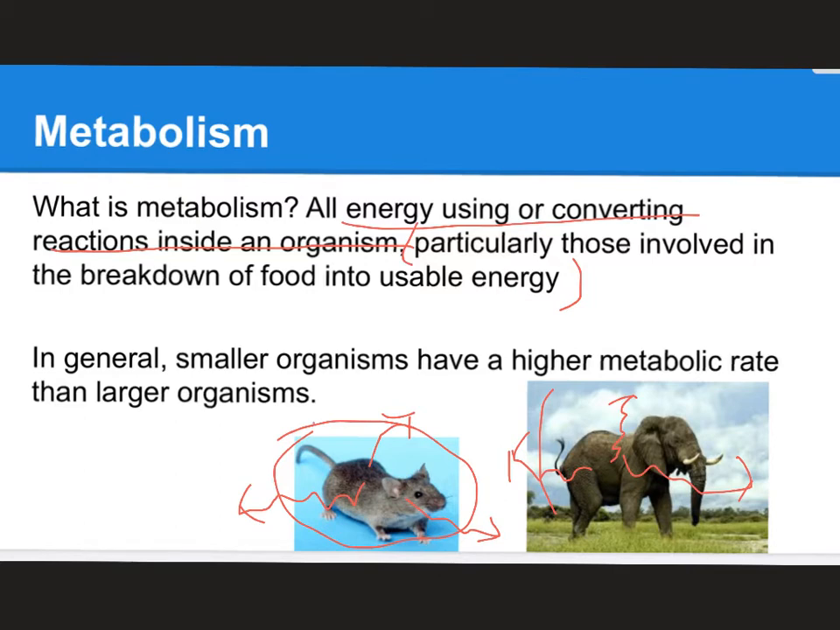So this mouse must maintain a much higher metabolic rate to produce the heat that it needs to keep itself warm, whereas the elephant can have a lower metabolic rate because of that surface area to volume ratio. So this isn't necessarily true for every single organism, but in general, a smaller organism has a higher metabolism than a larger organism. They tend to have to eat more often, and they usually tend to live shorter lives than the larger organisms with the lower metabolic rates.